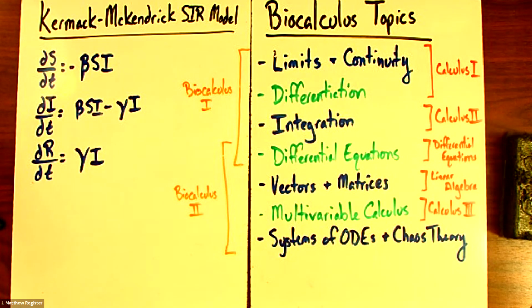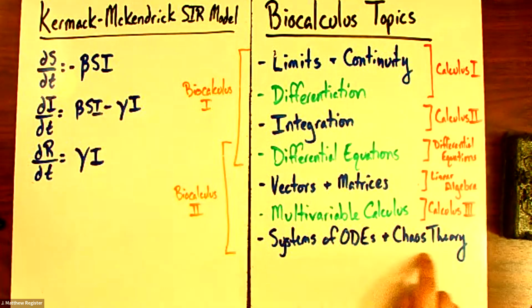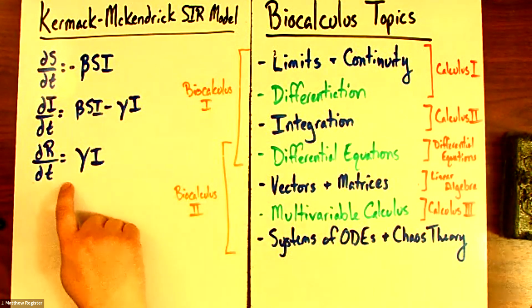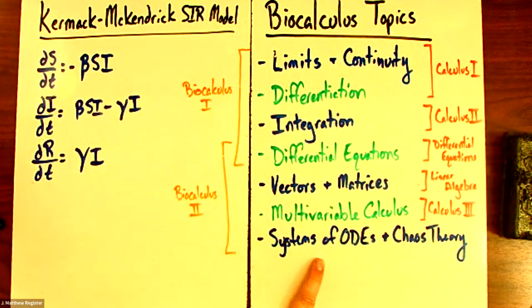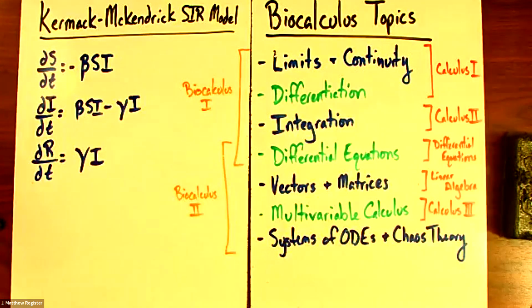In order to do this, there is a lot that needs to be done. If you look, this is the list of topics that we have in BioCalculus. We don't get to this point until we're really at the systems of ODEs and chaos theory. This is an example of a system of ordinary differential equations. To get there, we're actually going to go through a number of topics, beginning with limits and continuity.